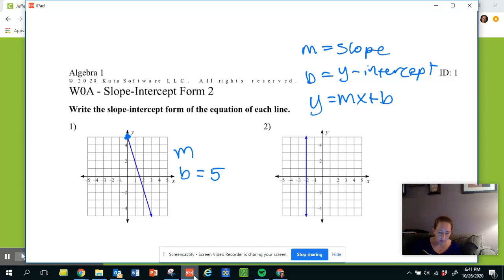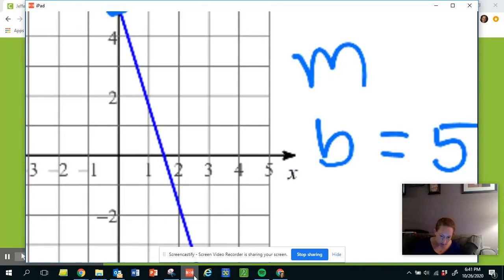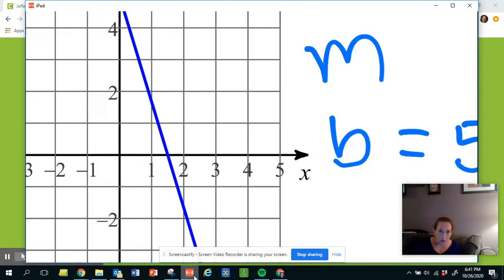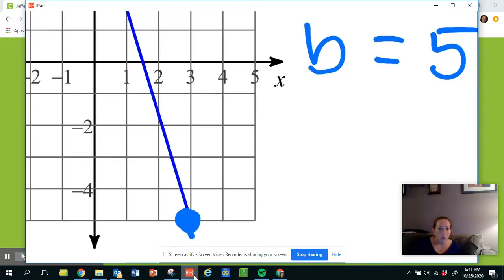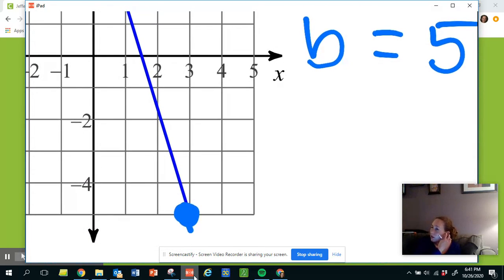For slope, you do rise over run. So you want to find any other point that touches on the corner of a box, which in this case is just this one down here, it looks like. Because if you'll notice, none of these other points touch quite on the corner, so just there.